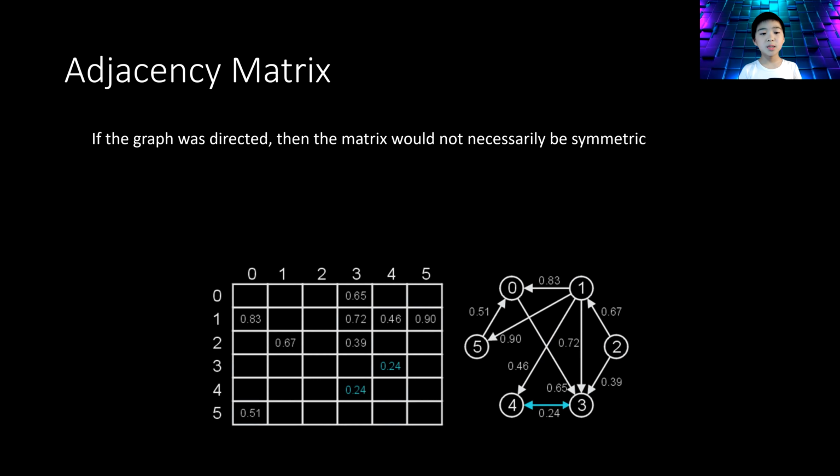If the graph was directed, though, then the matrix wouldn't necessarily be symmetric. In this case, only the weight 0.24 is symmetric. That's because the edge from vertex 4 to vertex 3 happens to have the same weight as the edge from vertex 3 to vertex 4.